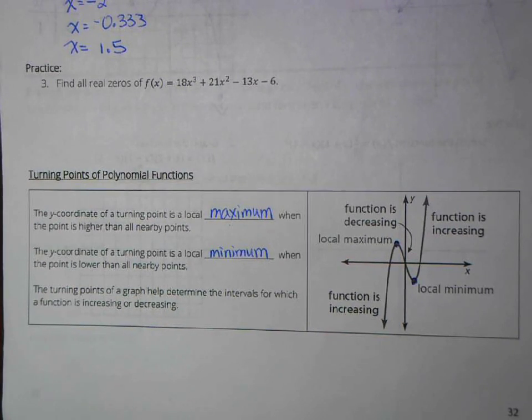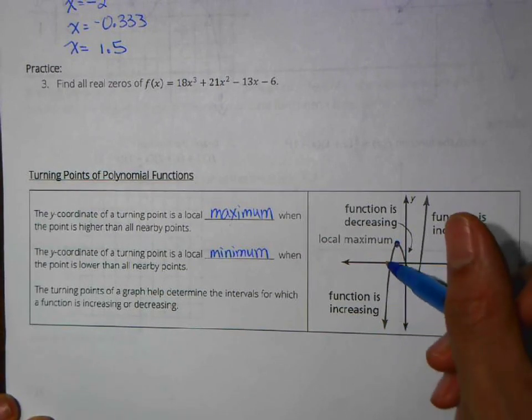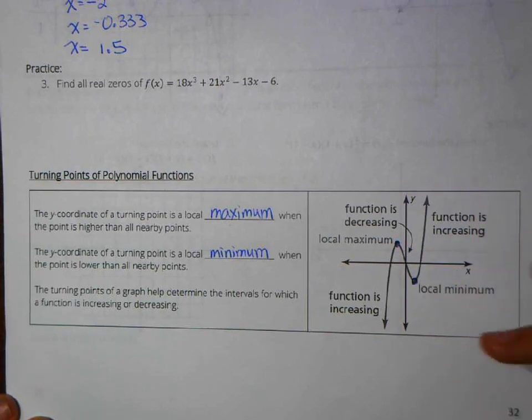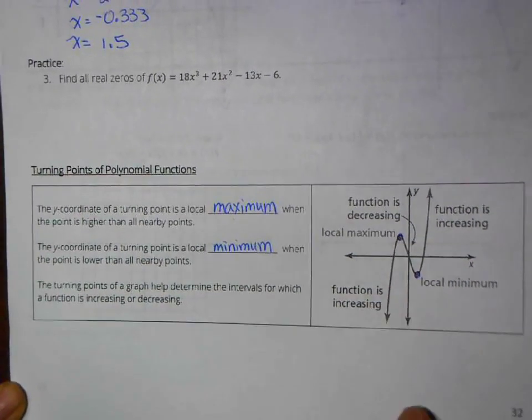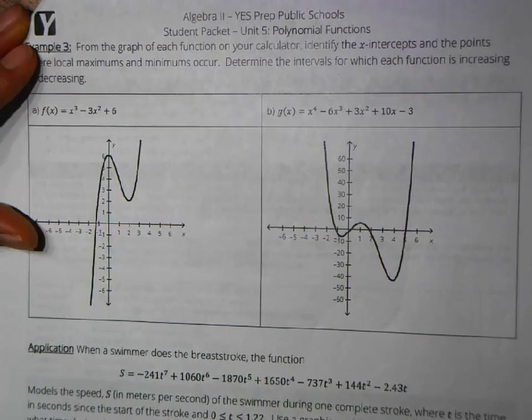These are also the turning points, right? Because when you go to the highest point and you turn around, that's the point where your graph turns. The turning points of a graph help you to determine the interval for when a function is increasing or decreasing. Because on one side, the function is going to be increasing, and when it gets to the turning point, it's going to become decreasing.